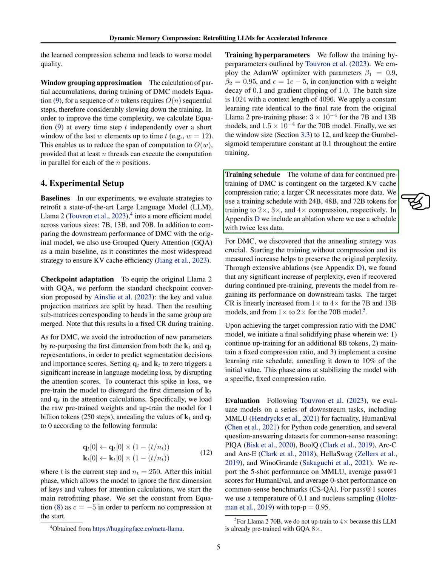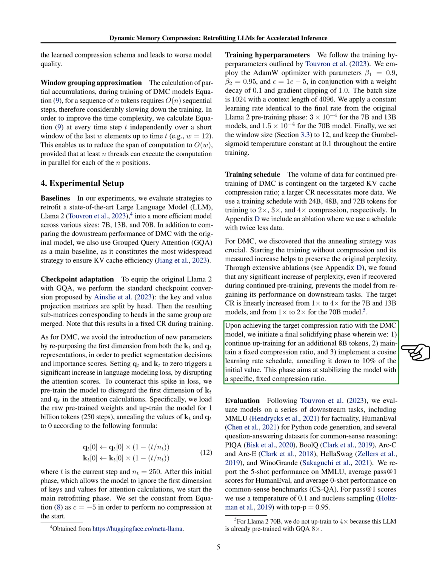The training schedule for DMC depends on the targeted KV cache compression ratio, with more data required for a higher compression ratio. We gradually increase the compression ratio during training and implement a final solidifying phase to stabilize the model with a fixed compression ratio. This phase involves additional up-training, maintaining compression ratio, and adjusting the learning rate schedule. Through various ablations, we ensure that any increase in perplexity during training does not hinder the model's performance on downstream tasks.